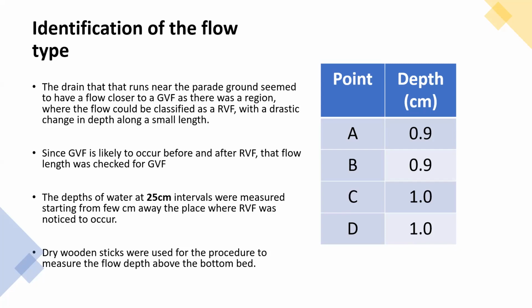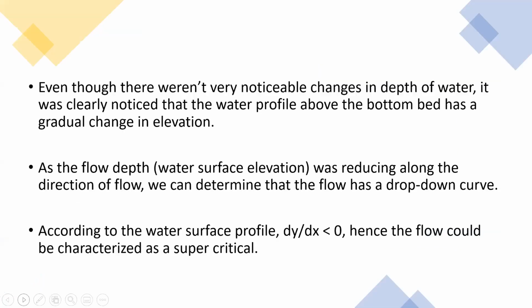With the help of dry wooden sticks, depths of water at every 25 centimeter intervals were measured. Even though noticeable variations of depth were not observed, it was clearly noticed that the water profile above the bottom bed has a gradual change in elevation. Since the flow depth was noticed to reduce along the direction of flow, it was determined that the flow has a drop-down curve. Accordingly, since dy over dx is a negative value, the flow is further classified as a supercritical flow.